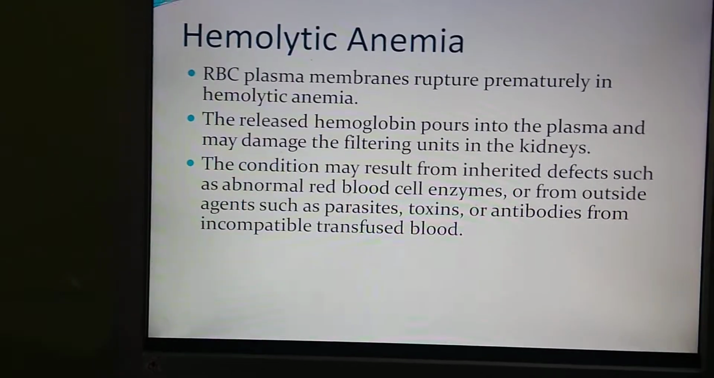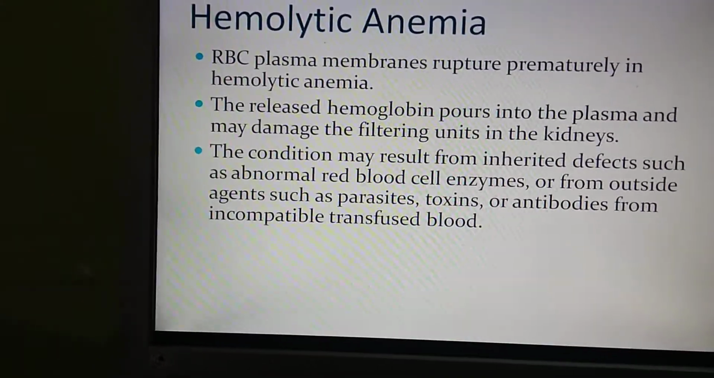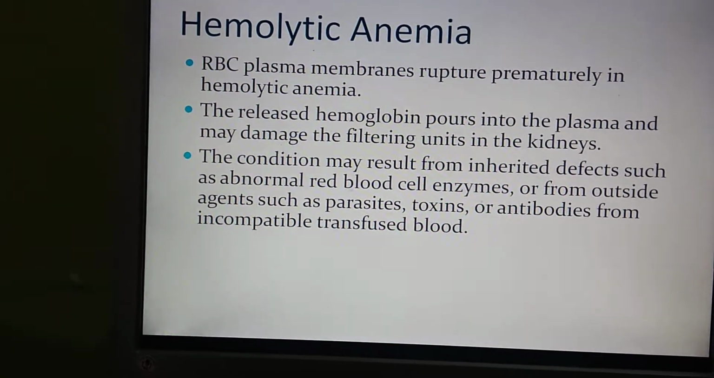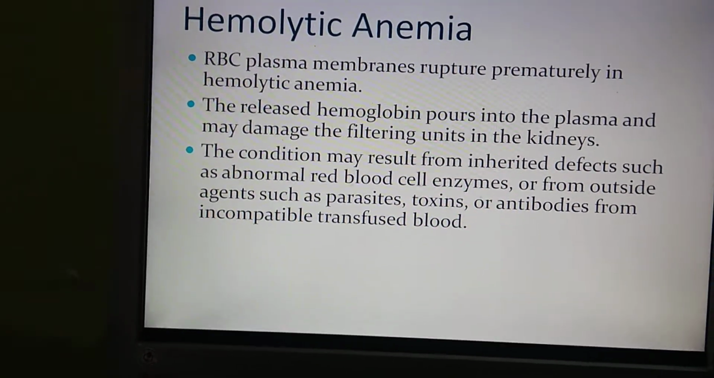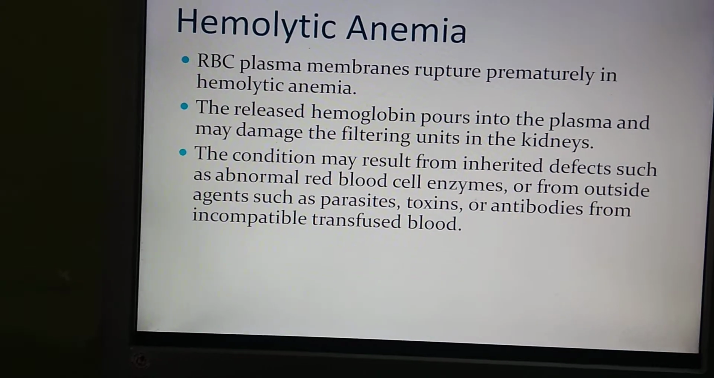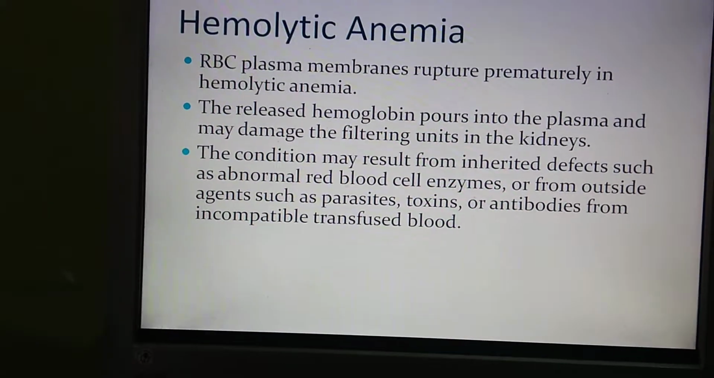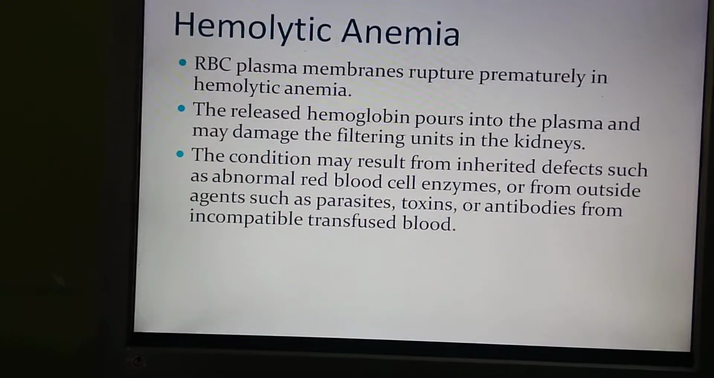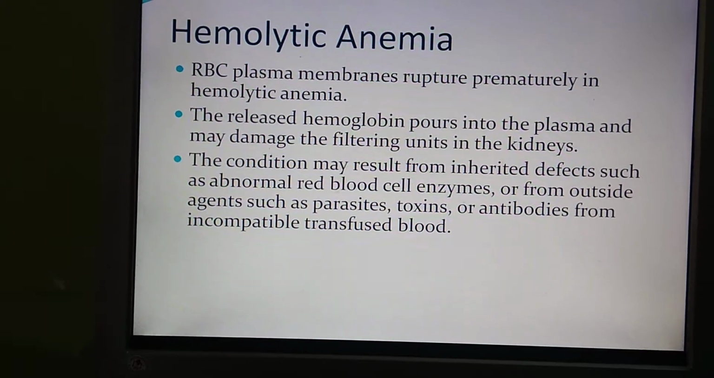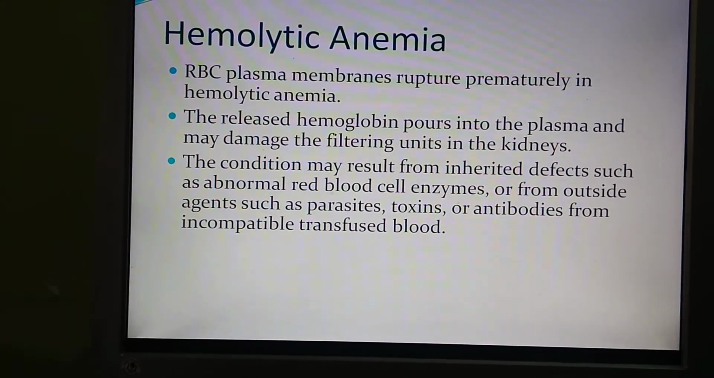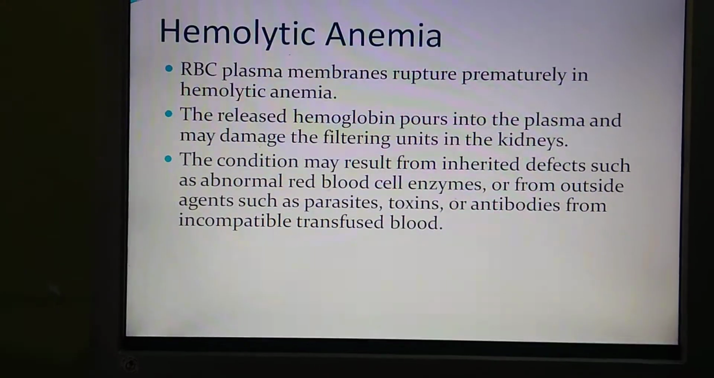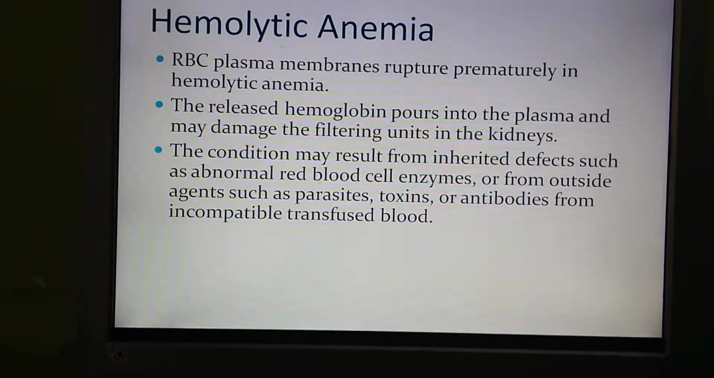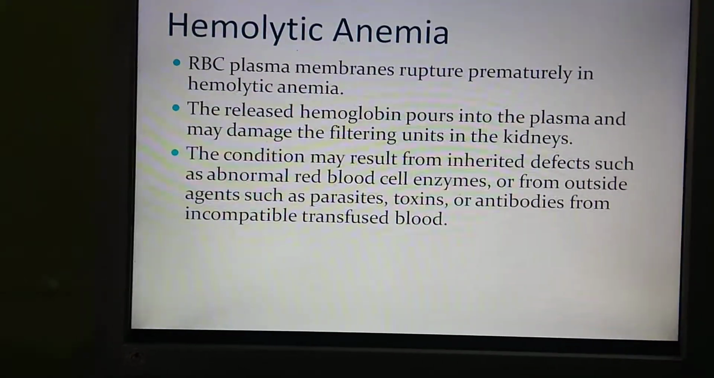Then hemolytic anemia. You are aware that the lifespan of the RBC is 120 days. But if RBCs get destroyed before 120 days, the RBC plasma membrane ruptures prematurely in hemolytic anemia. The released hemoglobin pours into the plasma and may damage the filtering unit in the kidneys. The condition may result from inherited defects such as abnormal RBC enzymes, or from outside agents such as parasites, toxins or antibodies from incompatible transfused blood.